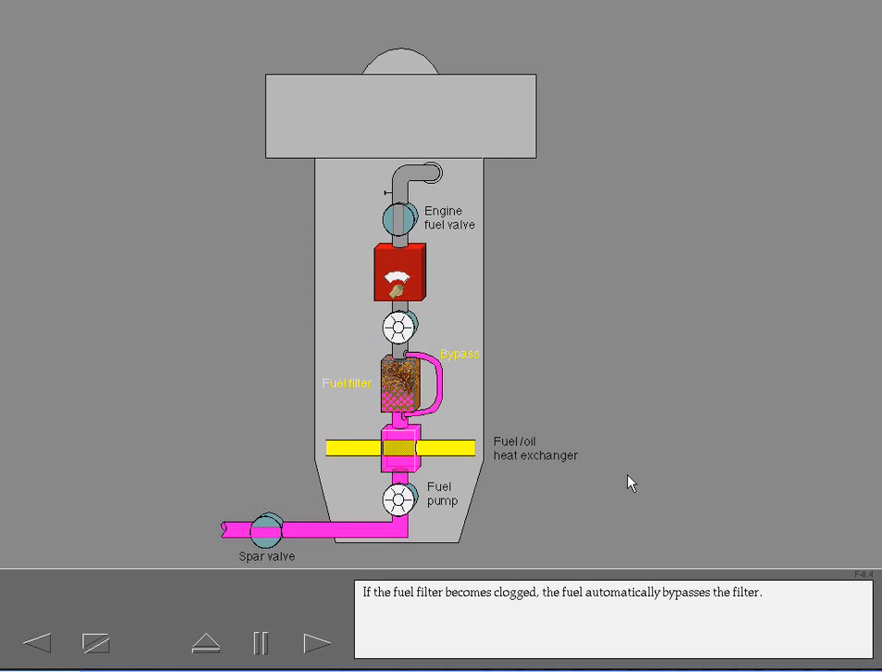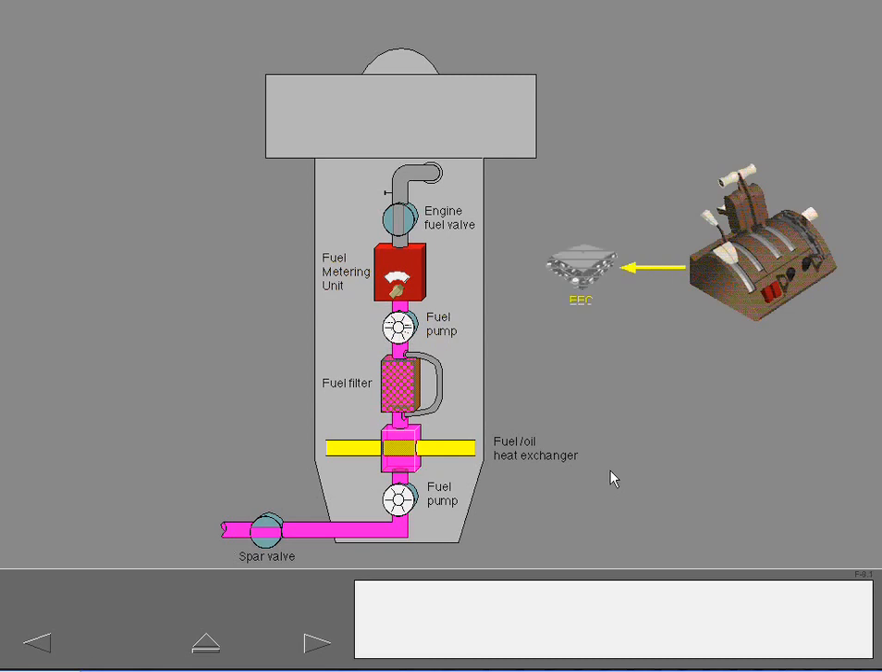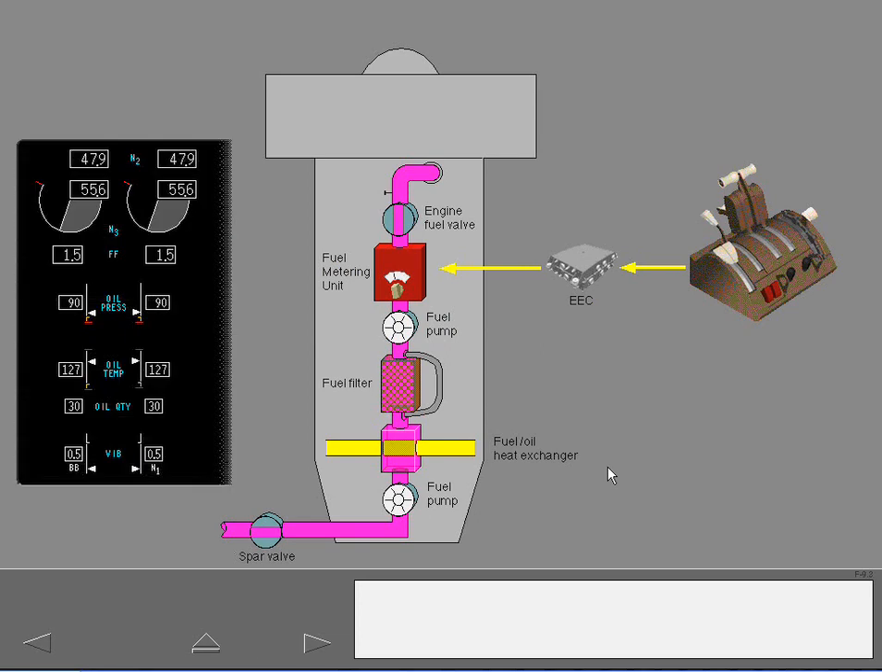The fuel then passes through a filter to remove solid contaminants. If the fuel filter becomes clogged, the fuel automatically bypasses the filter. The second stage pump then adds additional pressure to the fuel as it enters the fuel metering unit. The fuel metering unit adjusts fuel flow to meet thrust requirements as commanded by the EEC and thrust levers. The fuel then flows through the engine fuel valve into the engine. Fuel flow is measured after passing through the engine fuel valve. Fuel flow is displayed in thousands of kilograms per hour.